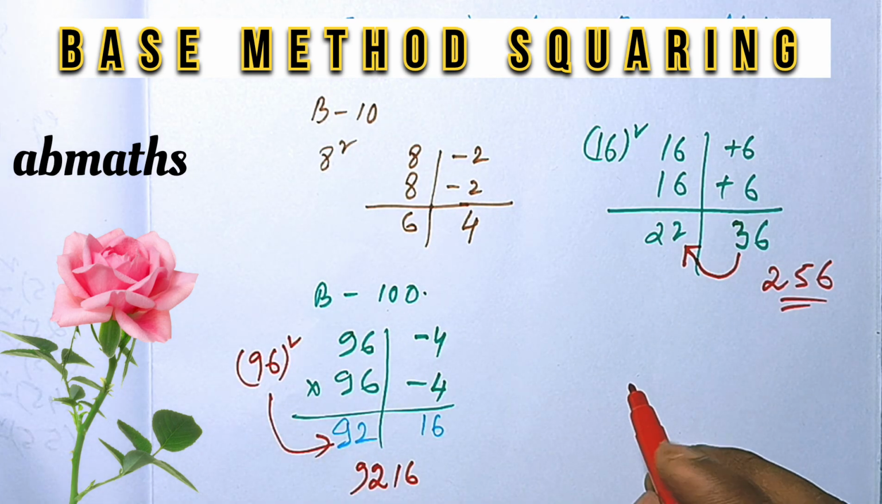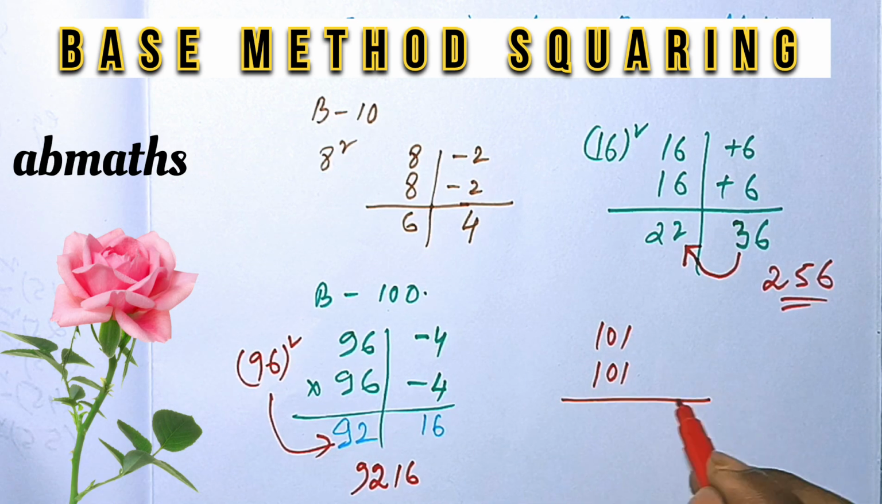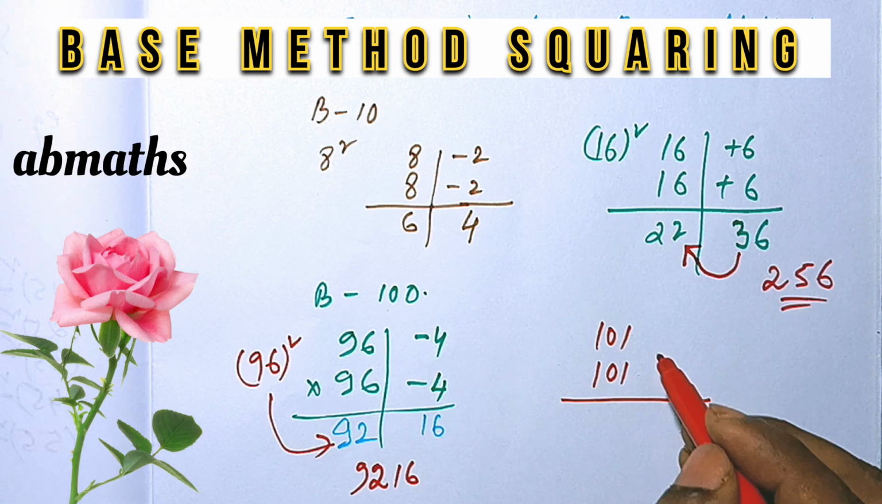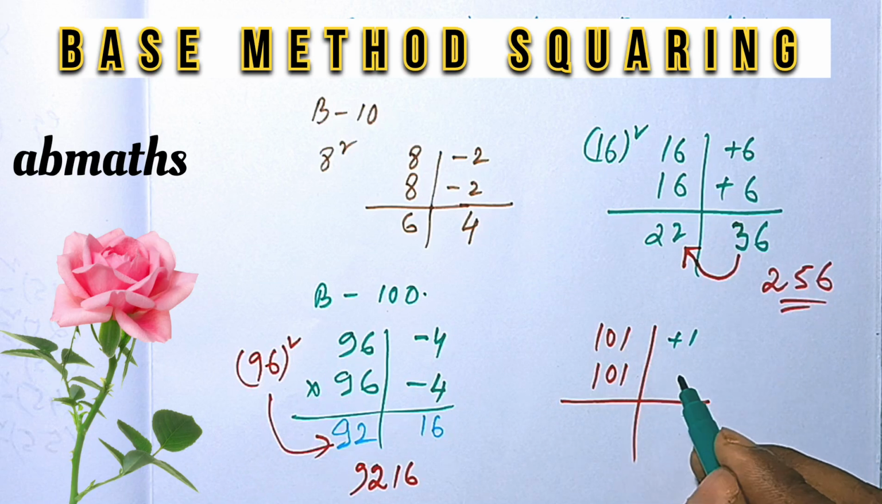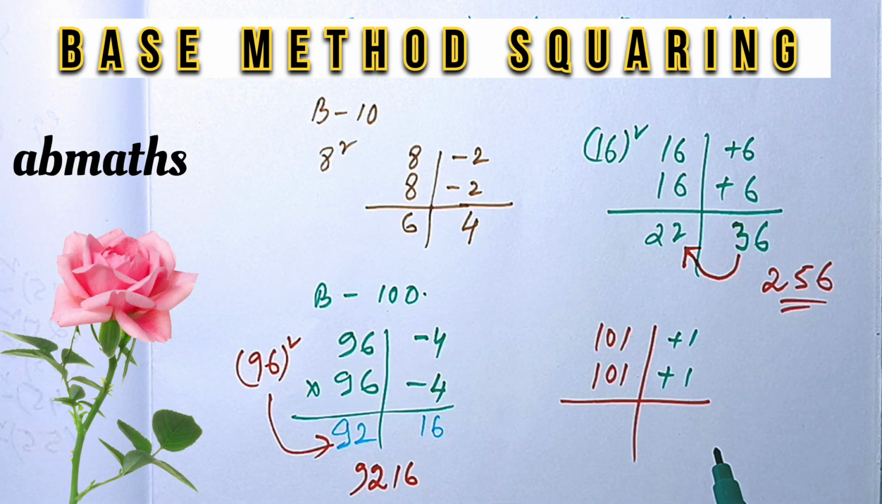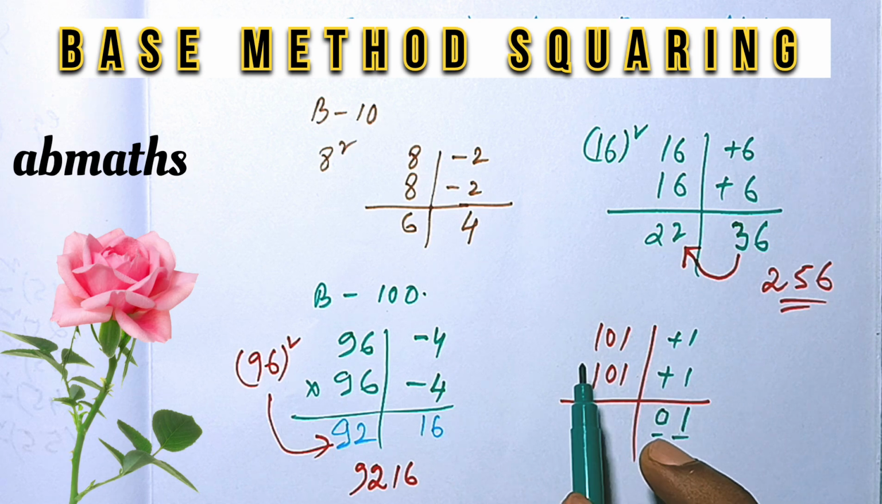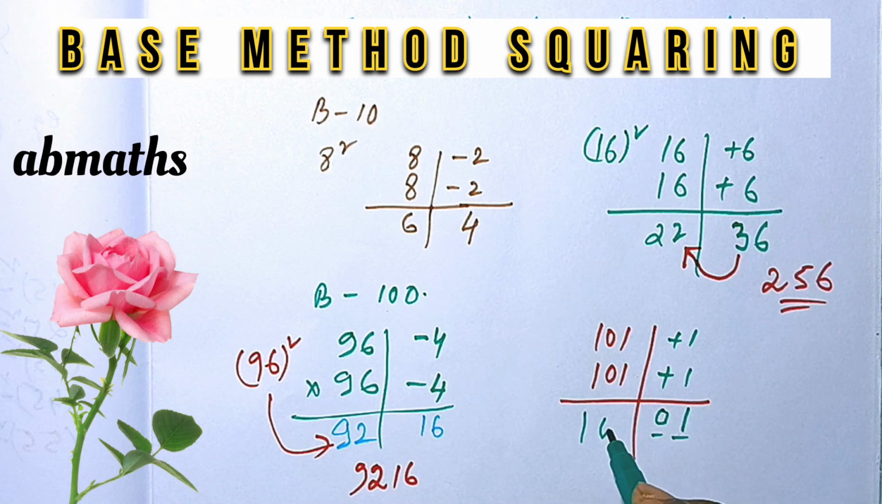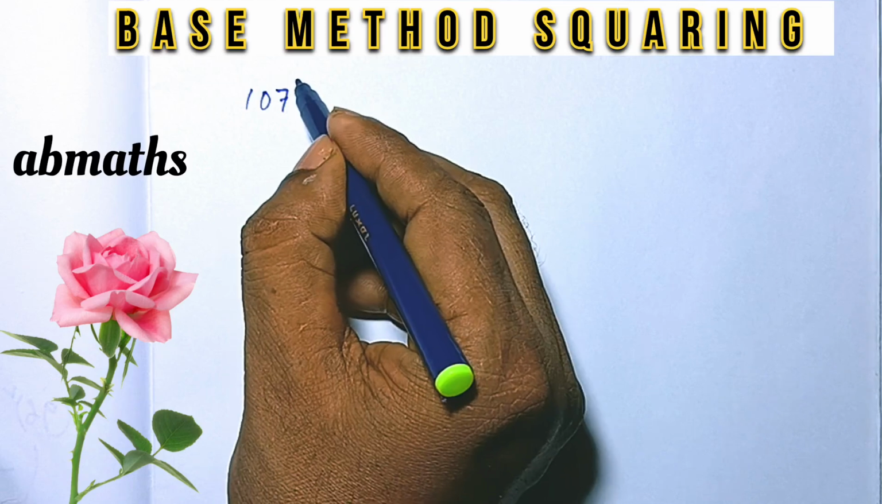Now let us check 101 square. More than 100, more than the base. This is 1 away from the base in both cases. So 1 into 1 is 1. Since we are having 2 zeros, 2 digits here, 1 we have, and 0 we'll write extra. 101 plus 1 is 102. Without doing it the previous way, we can do it this way also.